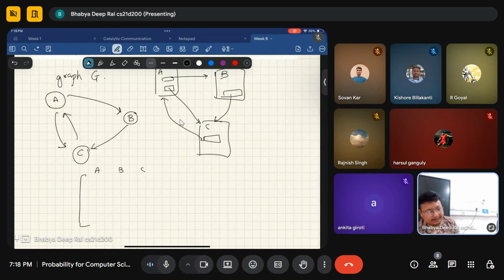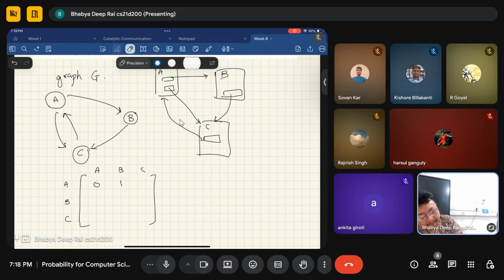A, B, C, and A, B, C. So A maps to B and A maps to C. B maps to C and C maps to A, and that's it, right? This is what we have.